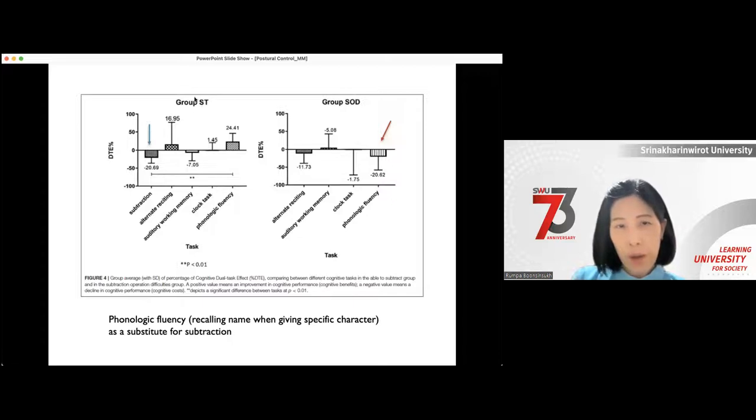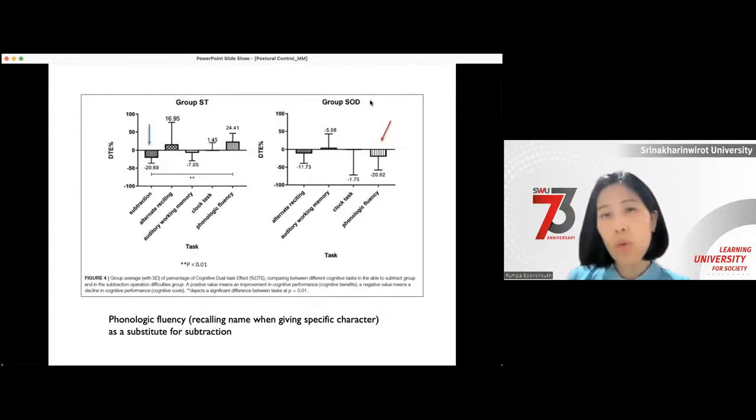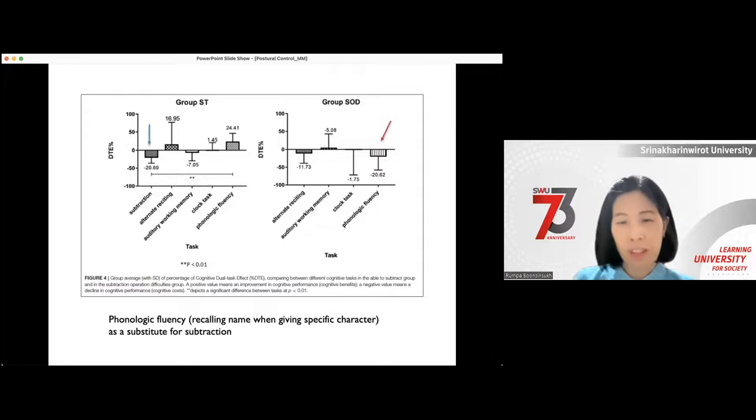For the people who can do subtraction, the subtraction task is the one that can be involved in the dual task paradigm, whereas for the people who cannot do subtraction tasks, the one that disturbs them the most is phonologic fluency, which is recalling names when you give them a specific letter. For example, give me the name of a province starting with the letter A. The patient has to give you the name. So our study showed that if the person cannot do number subtraction, you can use phonologic fluency as a substitute for the number subtraction task, and you can carry on the assessment of the BESTest.